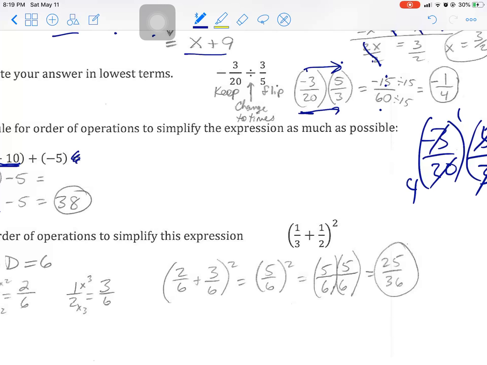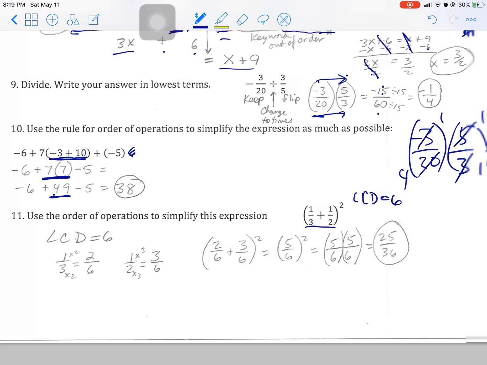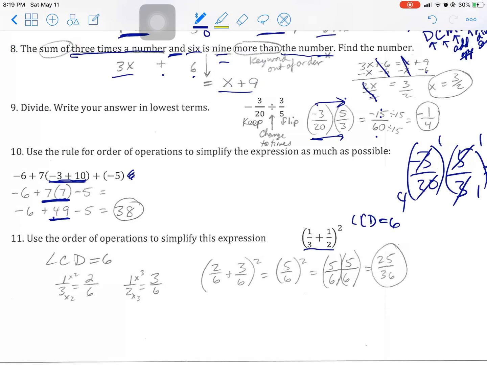All right, this expression right here has two fractions that you have to add. You need like denominators when you add fractions. Okay? So if you need like denominators, you need LCDs. Lowest common denominator for a 3 and a 2. Think about multiples of 3 and 2. They both go into a 6, so we can use a 6 as the least common denominator.